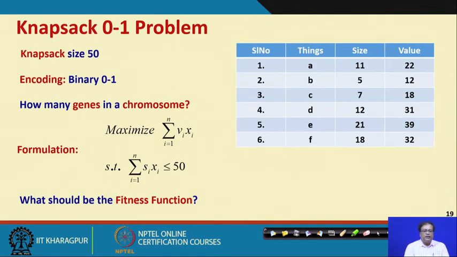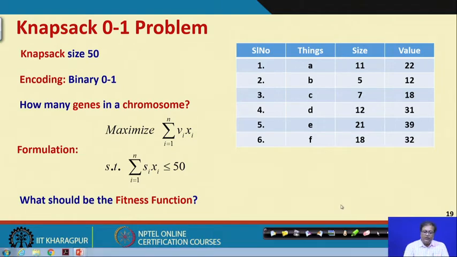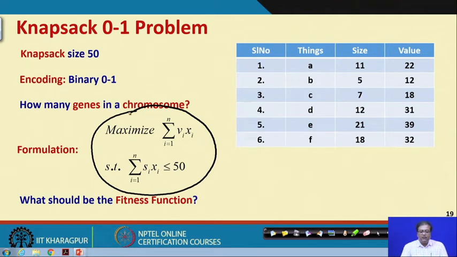Assume that it is a binary knapsack, that is, 0 or 1 should only be selected. If that is so, then we have an objective function: maximize sigma i equal to 1 to n V_i x_i, subject to S_i x_i less than or equal to 50. So, what should be the fitness function? The maximize part is fine.